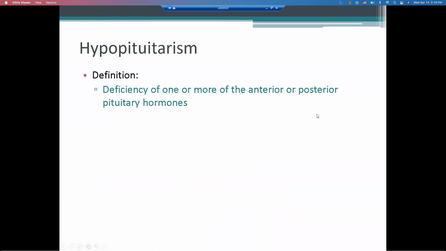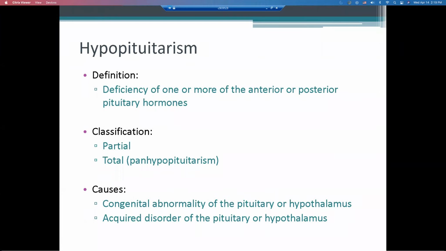Hypopituitarism is defined as deficiency of one or more of the anterior or posterior pituitary hormones. It's classified into partial or total. Total, we call it panhypopituitarism, and it's usually more than 3 axes. Causes of hypopituitarism can be congenital. As I mentioned in the previous lecture, some patients have a congenital malfunction or lack of development of either the anterior lobe of the pituitary or the posterior lobe. Some patients have acquired disorders, like after a brain concussion, for example, where people can lose function of either anterior or posterior hormones.